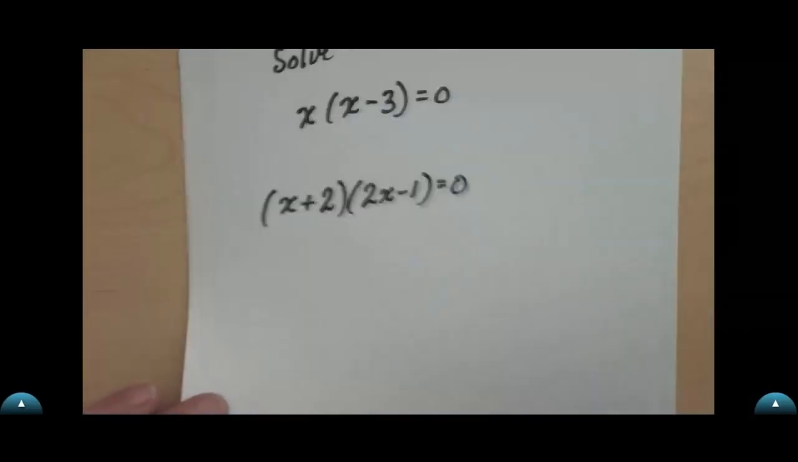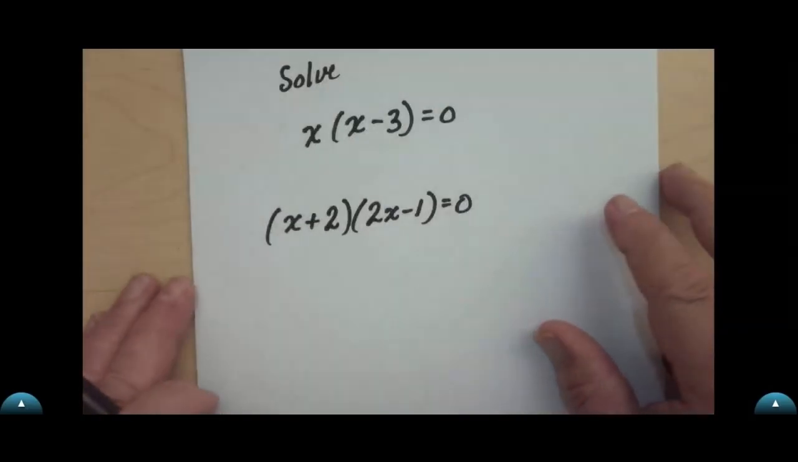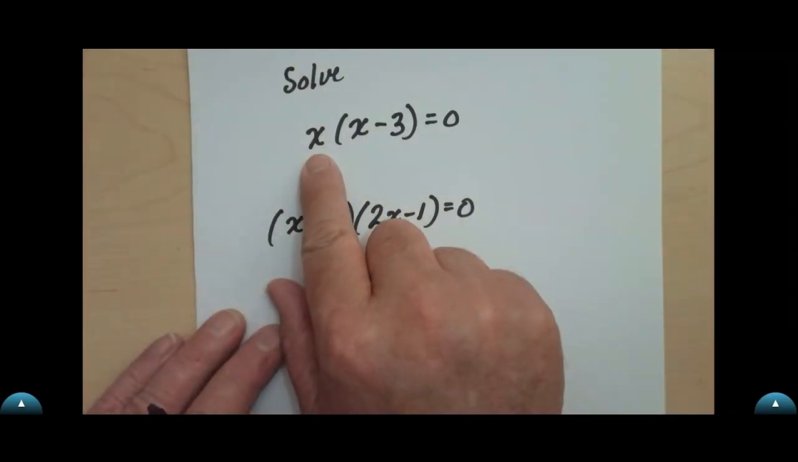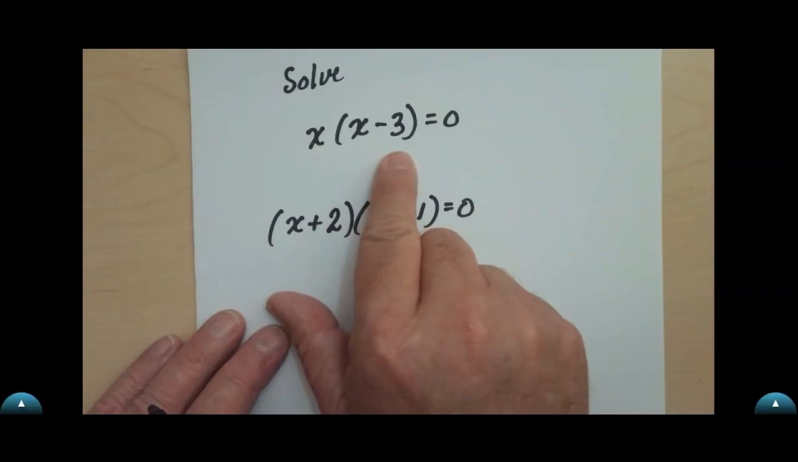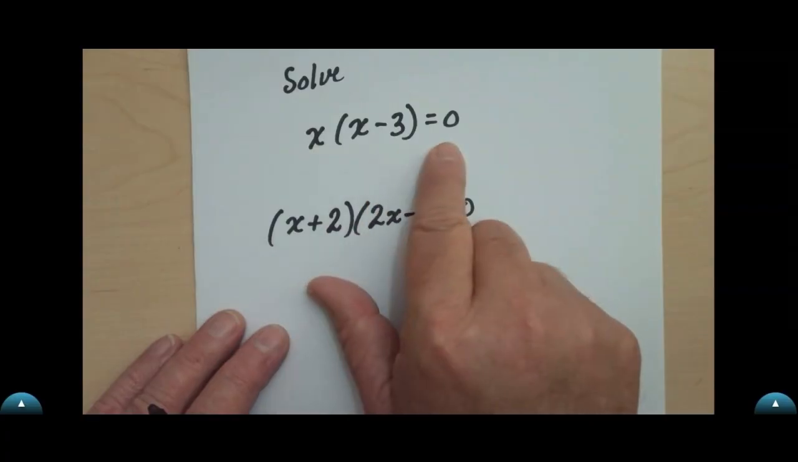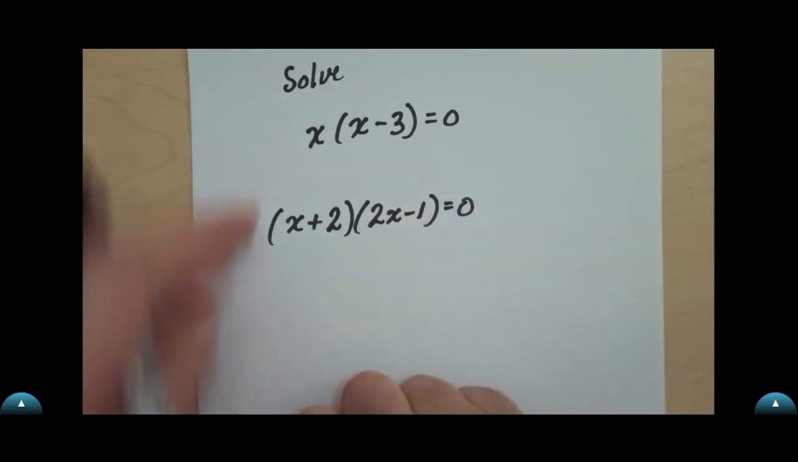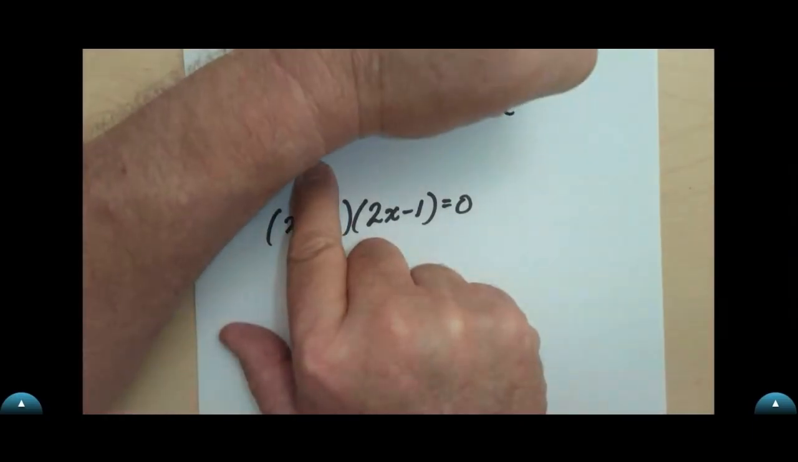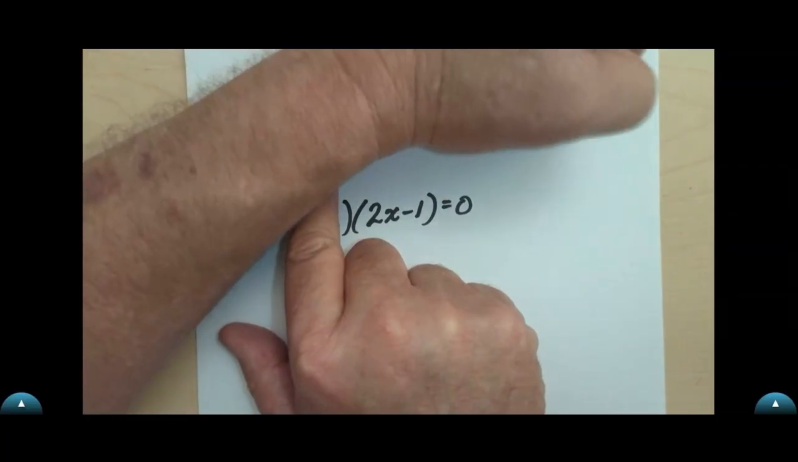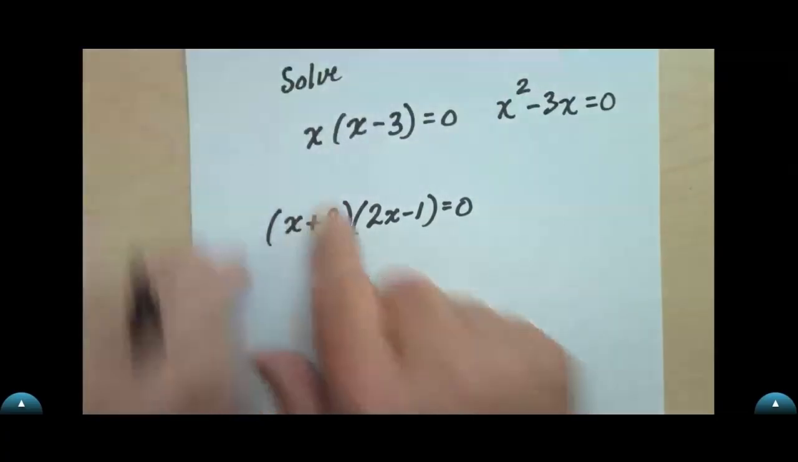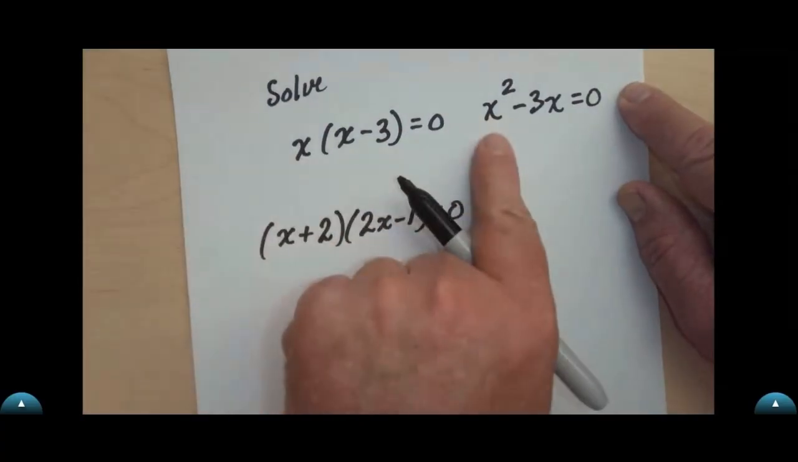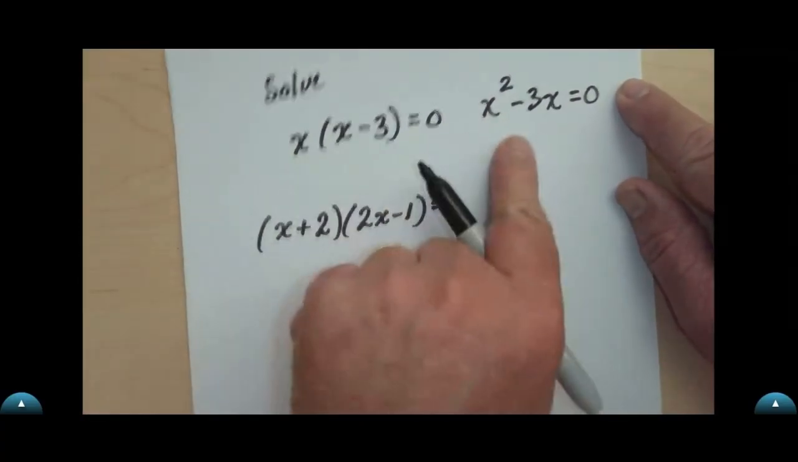Well, what if we have an equation like this? These look a little goofy. They don't look like what we've been doing. But here's an equation. It says x times, in parentheses, x minus 3 equals 0. Another way of looking at that equation is x squared minus 3x equals 0. Do y'all agree that these are the same equation? Because all I did here is I distributed that x. Does everybody see?